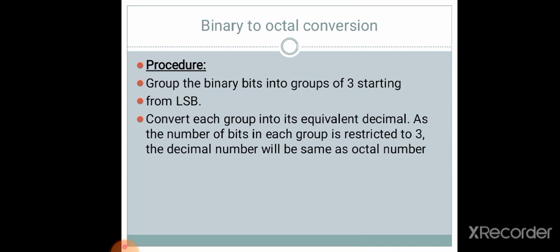Then next is binary to octal conversion. So in binary to octal conversion, the procedure: group the binary bits into groups of 3 starting from LSB. Convert each group into its equivalent decimal. As the number of bits in each group is restricted to 3, the decimal number will be the same as the octal number. So we'll see what to do.